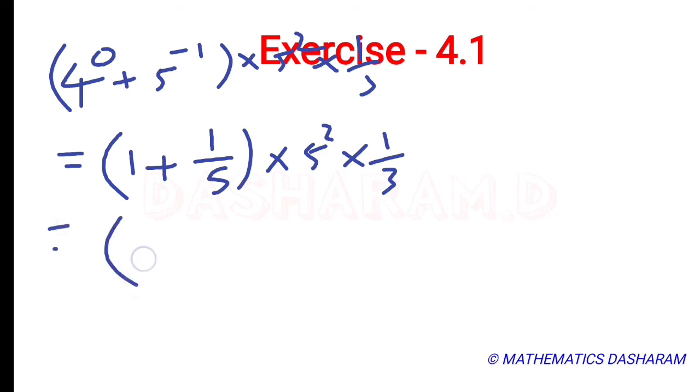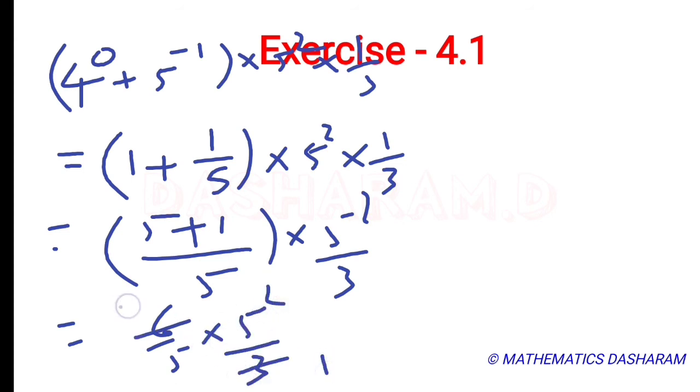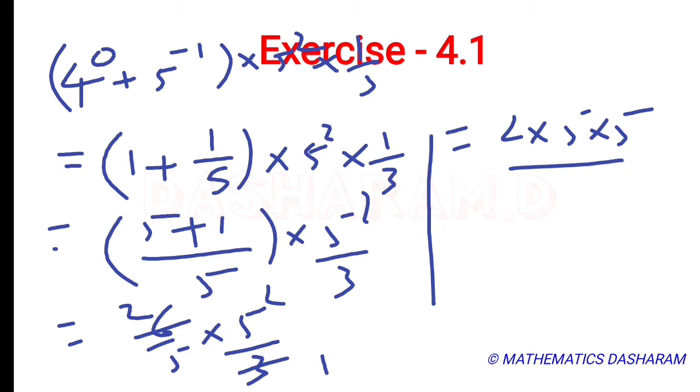So here take the LCM, 5 is the LCM, so 5 plus 1 into 5 square by 3. 5 plus 1 is 6 by 5 into 5 square by 3. Here 3 ones are 3, 3 twos are 6. So it equals 2 into 5 square, which means 5 into 5 by 5 into 1. So 5 twos are 10.